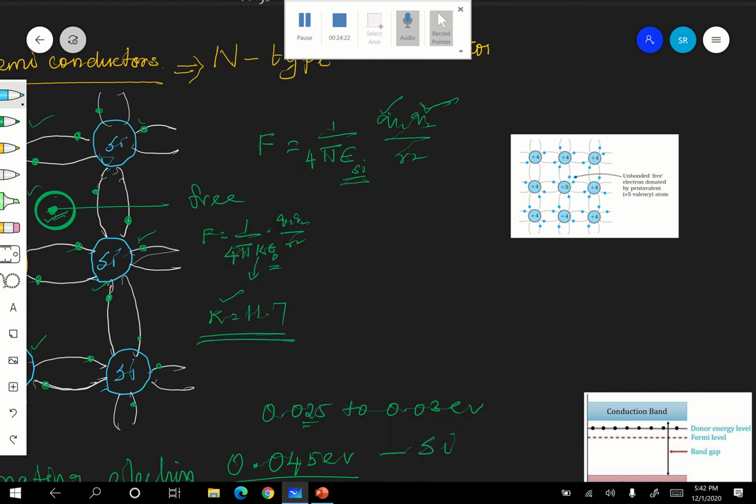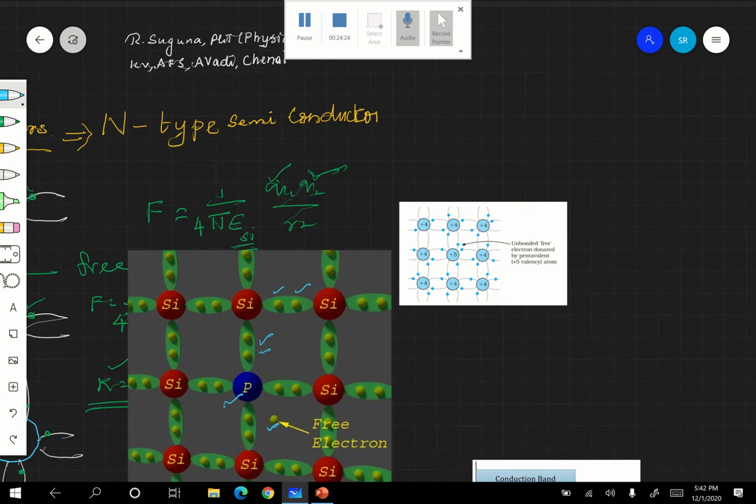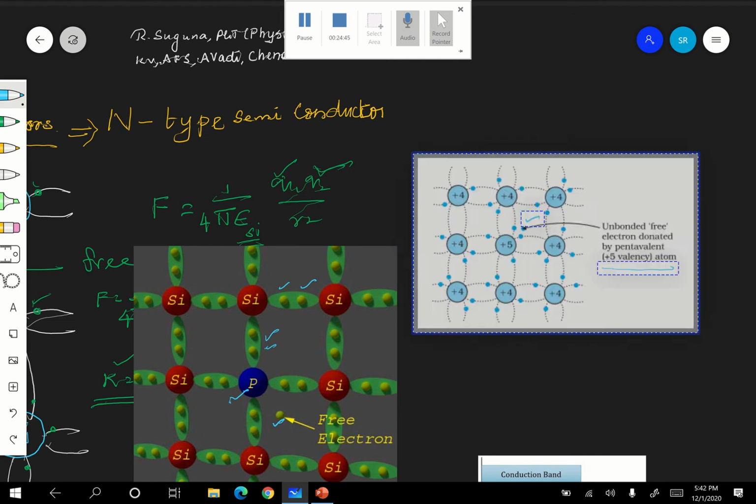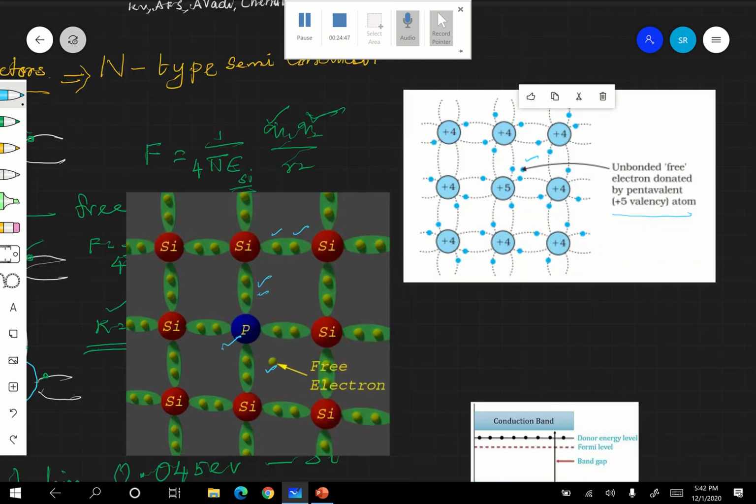And one more thing: a pentavalent impurity has 5 electrons, while here it is tetravalent. Therefore, out of 5 electrons, 4 electrons are engaged and 1 electron is free. Therefore, these are unbonded free electrons donated by the pentavalent atom. I just wanted to show it to you. Anyhow, everything is discussed.